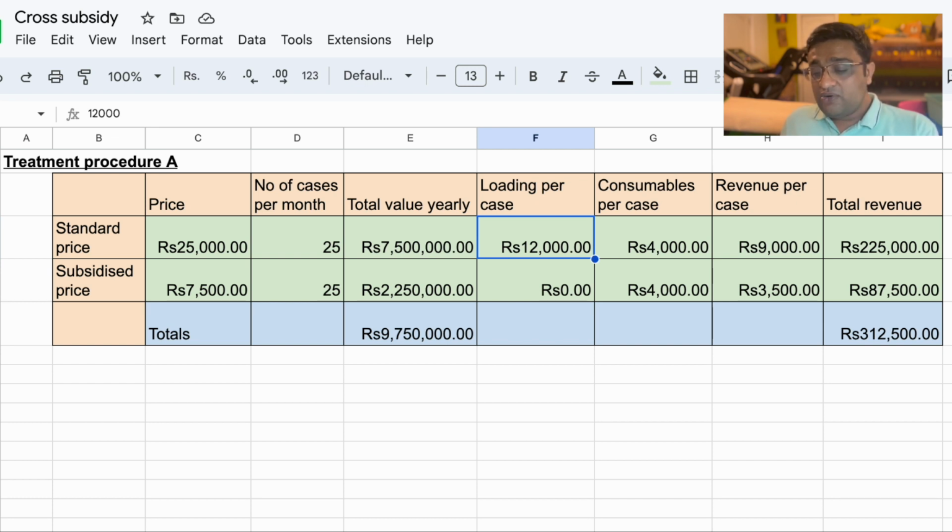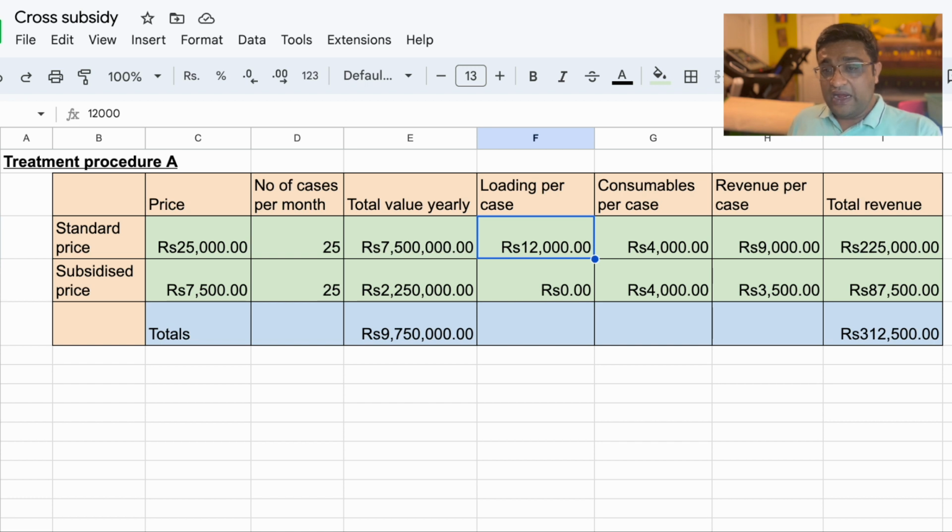Now, what you need to understand is, in a normal routine direct paying case, you can give your full loading. In my hospital, for a cataract case, according to a 7-year life calculation, the loading per case comes to around 11,000 and change. So what we tend to do is couple the subsidized price cases to a full paying case. What it does is it takes the loading away from the subsidized cases.